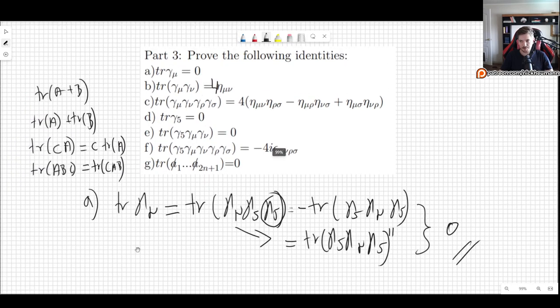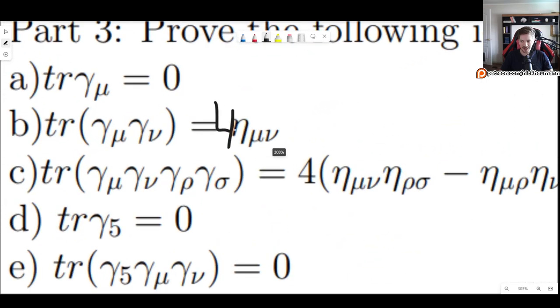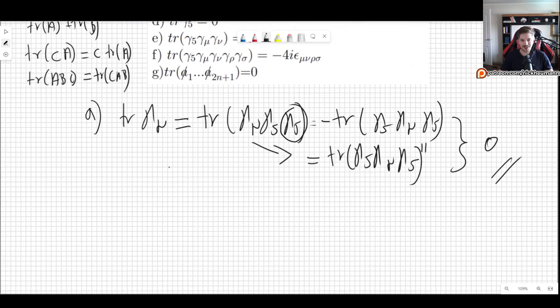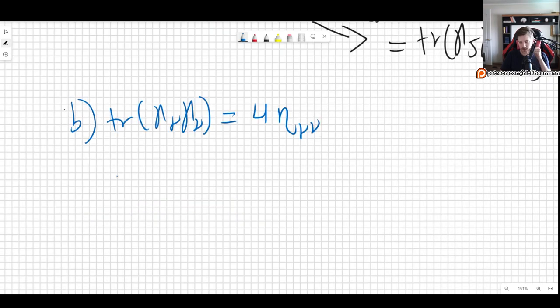Now in part B, I had a little bit of a typo. I forgot to write a four in front. So I'm going to make sure that we prove the correct version. So part B, we have to prove that the trace of gamma mu, gamma nu is equal to 4 times eta mu nu. So the way to prove this is to try to get to the Clifford algebra once again, so that we can get the trace of the metric.